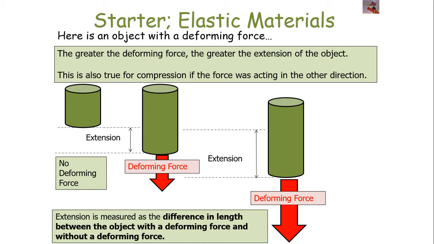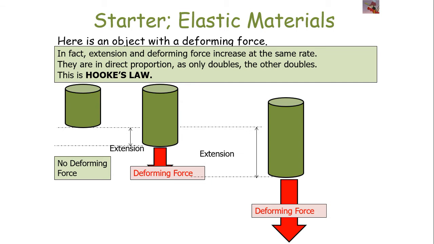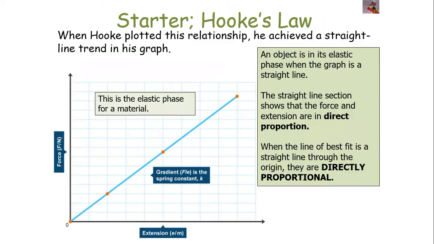Now, just remember, our extension is measured as the difference in length between the object with the deforming force and without a deforming force. Now, in fact, they're in direct proportion to each other. So when the deforming force doubles, the extension doubles. When the deforming force triples, the extension triples. We call this particular principle Hooke's law.